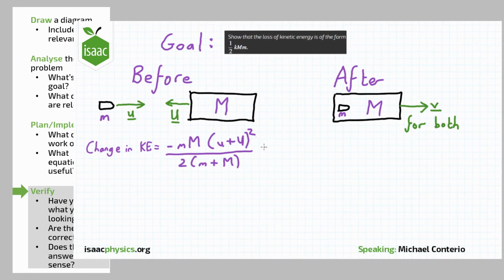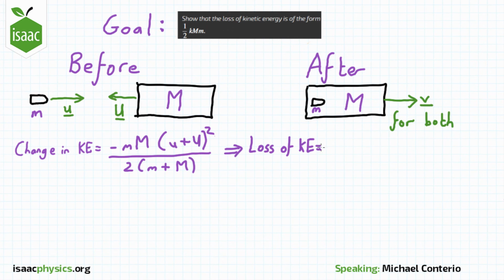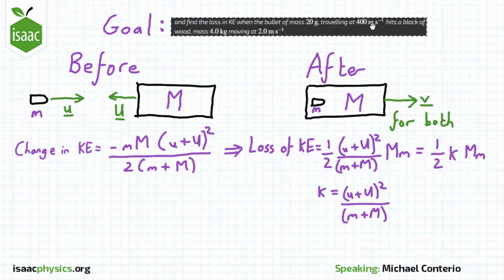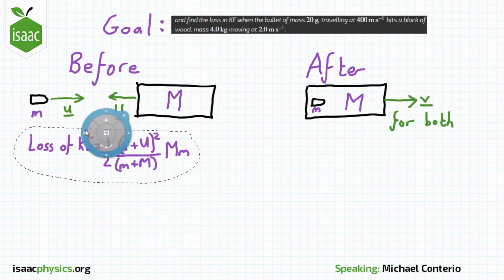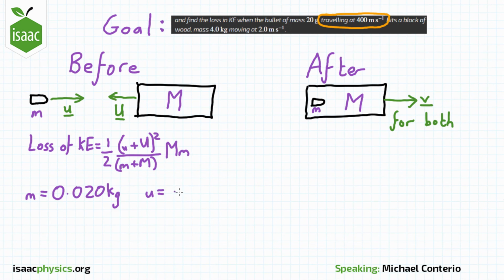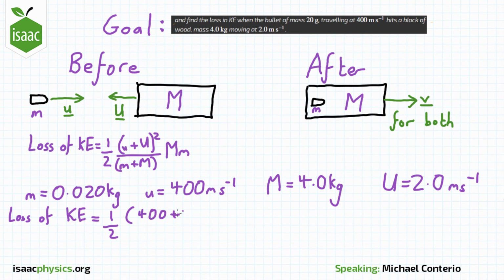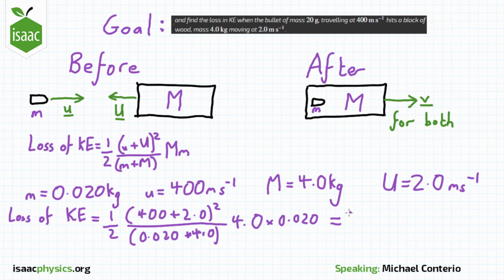Now that we're happy with the equation we have for the change in kinetic energy, we can compare it to the equation given in the question for the loss of kinetic energy and work out what K is. This equation can then be used to solve the numerical part of the question by substituting the bullet's mass and speed and the block of wood's mass and speed before the collision into the equation. Of course, we mustn't forget the units. As this is a kinetic energy, the units are joules.